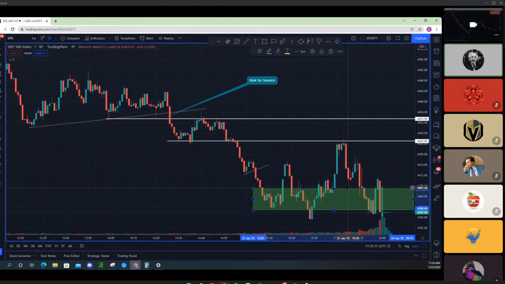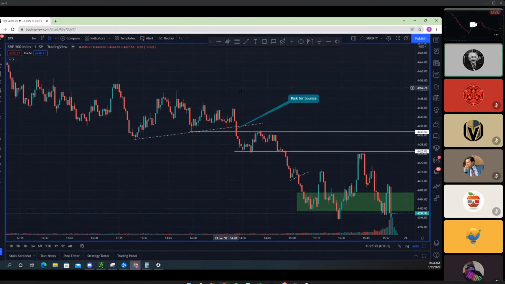Then you extend it all the way here, and you see that zone is fairly relevant again. It comes back, and then it goes about 25 points. Start with an empty chart like this. You don't need a single indicator. Understand the price action, understand the lower highs, higher lows, and then lower highs, lower lows, and recognize them.